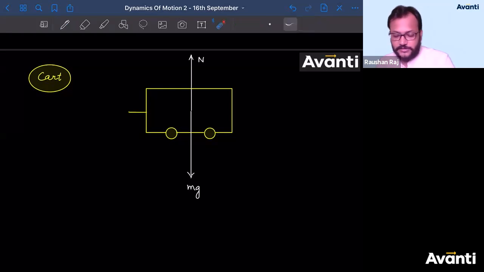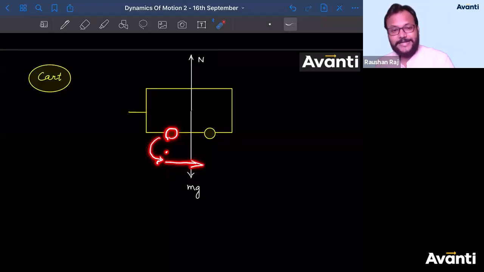When this cart will move in leftward direction, the wheels will move somewhat like this. Wheels का rotation will be what? Anti-clockwise direction. When the wheels will rotate in this way, what will happen? The wheel will apply a force on the earth in a rightward direction.